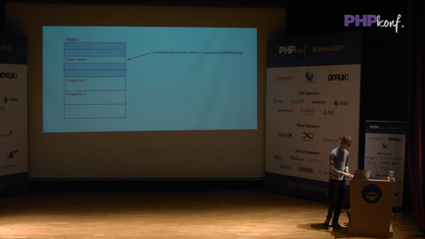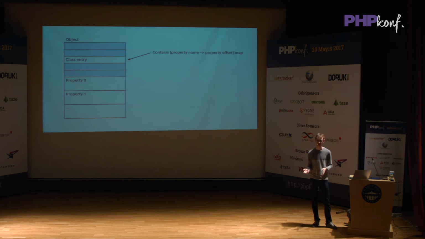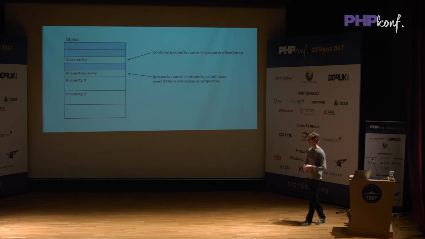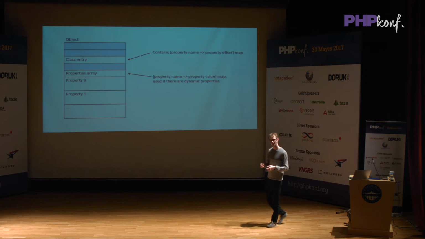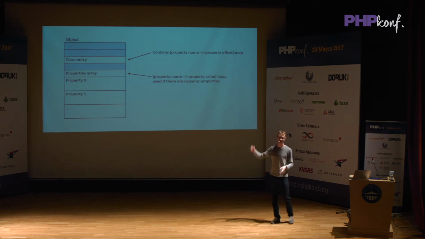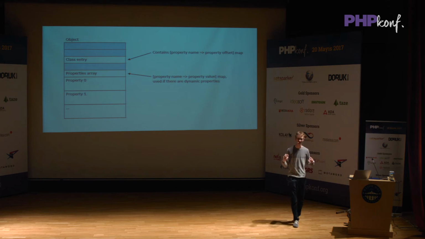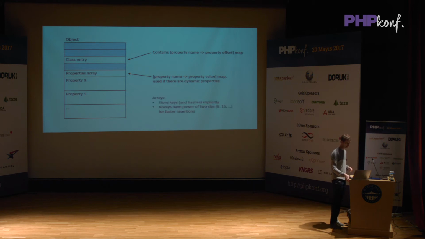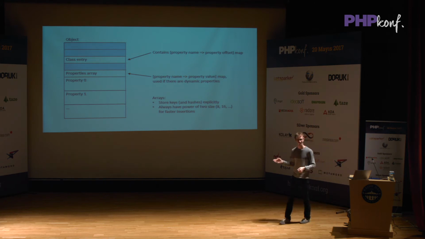Of course, this only works if the properties are actually declared in the class. If you use dynamic properties, then this no longer works. And for that case, we have a separate mechanism. Basically, every object has a properties array, and that's really just an array that maps property names to values. But usually, if you declare properties, this is not used. This is only used if you have dynamic properties. Okay, that's the object. And that's why objects are efficient.